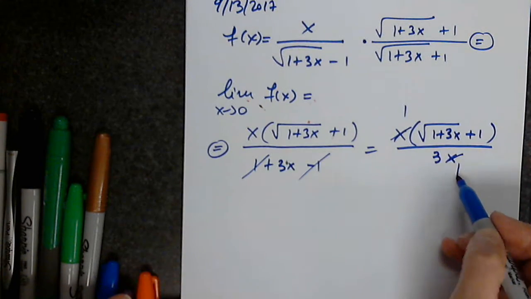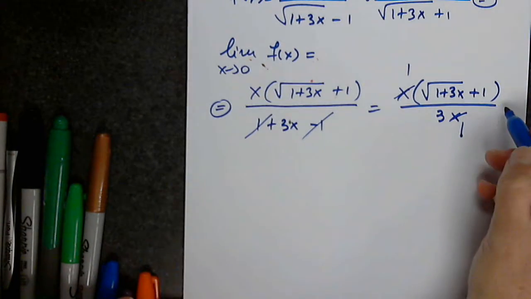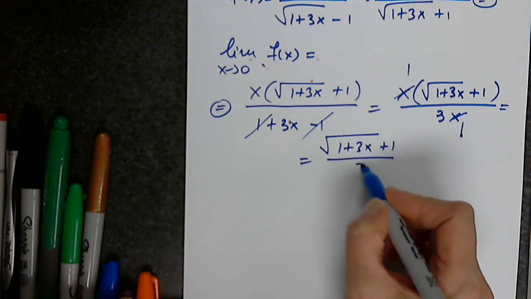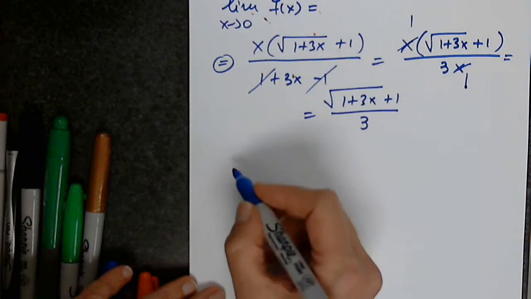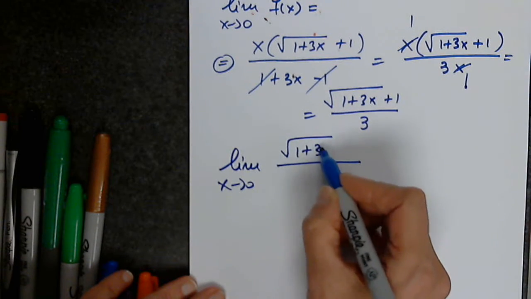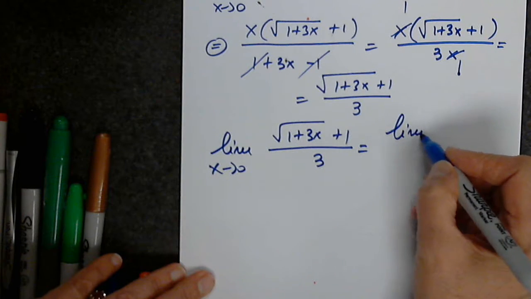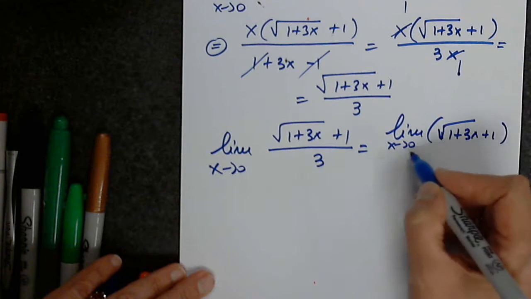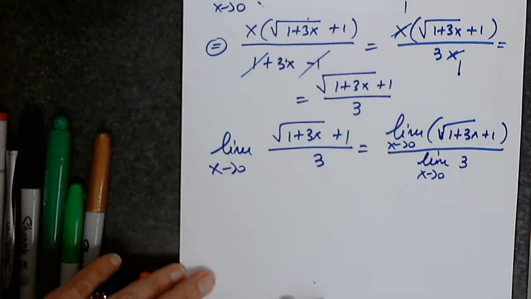So I change the function. I simplify now. I'm assuming you did part 1 and part 2. So now the simplified function is this. And now I can use limit laws on this simplified function. So I can write the limit as x approaches 0 of the square root of 1 plus 3x plus 1 divided by 3. And this will be correct to write as the limit as x approaches 0 of the square root of 1 plus 3x plus 1 divided by the limit as x approaches 0 of 3.